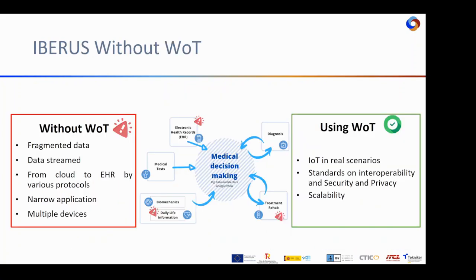So based on those previous benefits, here you can see a comparison based on the results that we have gathered when applying these web standards in IBERUS as a use case. On the left side, you can see the situation when not using W3C web standards and the challenges that you need to tackle, and on the right side, the potential benefits that we have found when using these standards. So the question is, what could be the status of IBERUS without this protocol? As said, on the left side, we can see this conclusion.